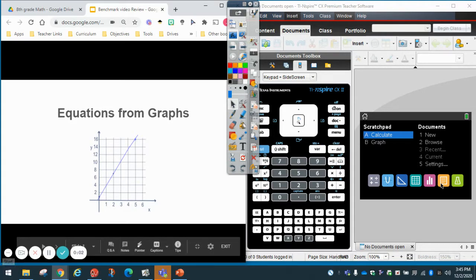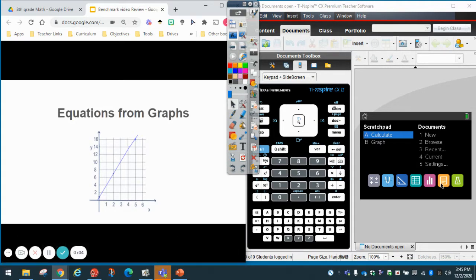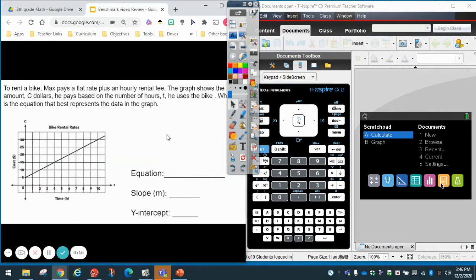Hey guys, welcome back. Today I'm going to show you how to get equations from a graph using your TI-Nspire CX II or your regular TI-Nspire. So let's go ahead and begin.